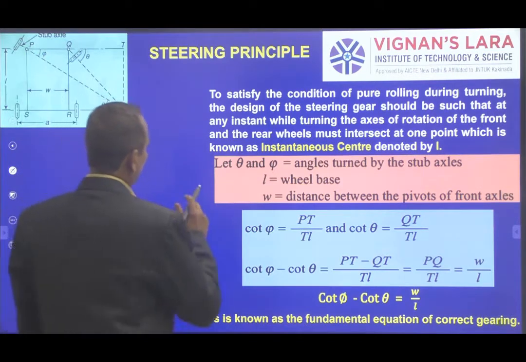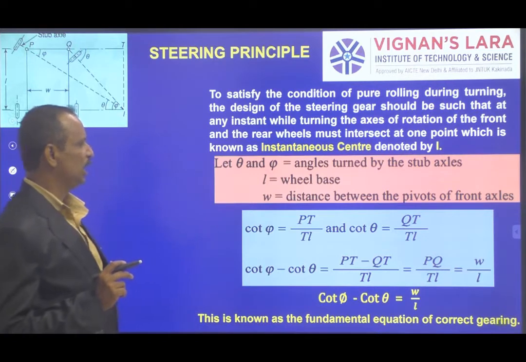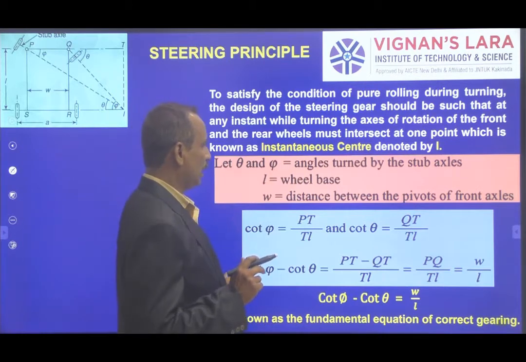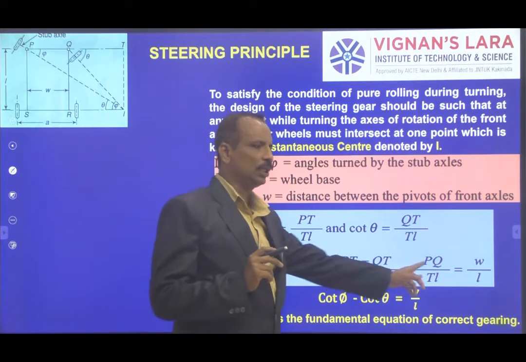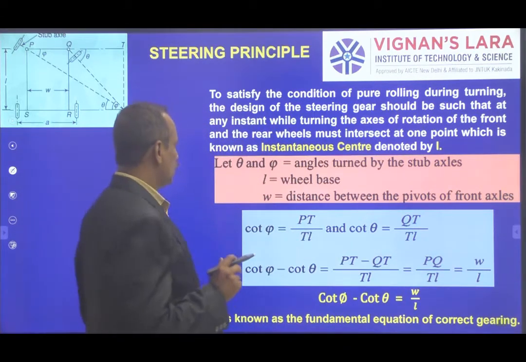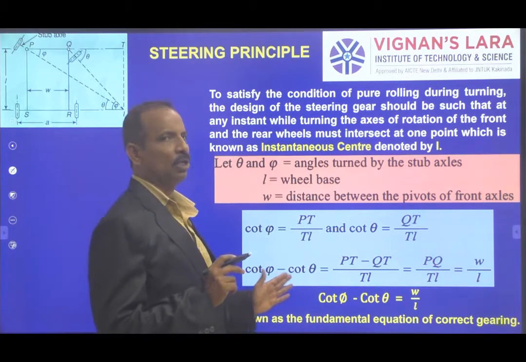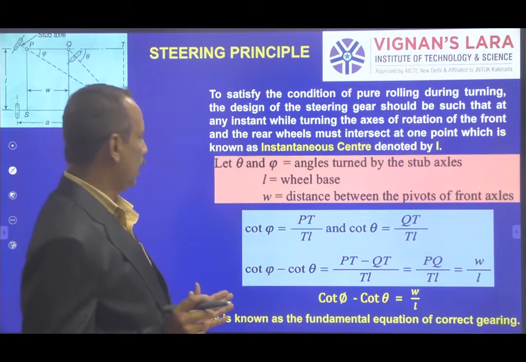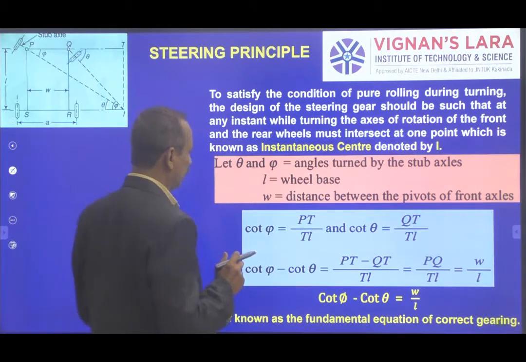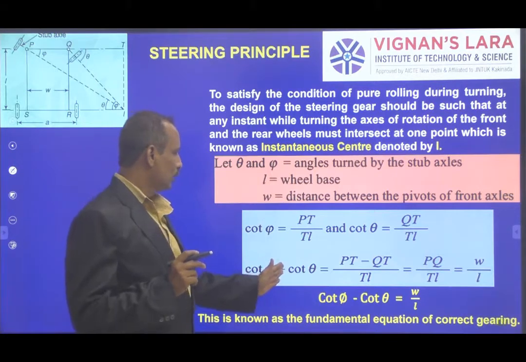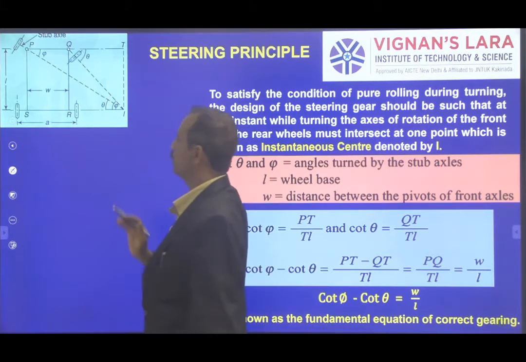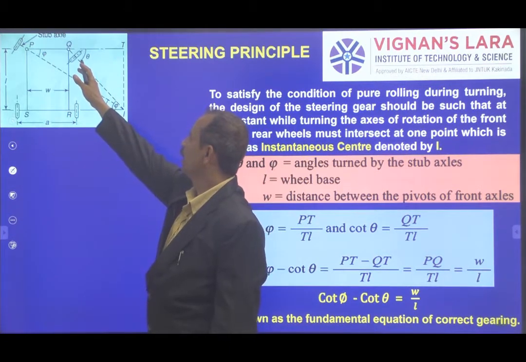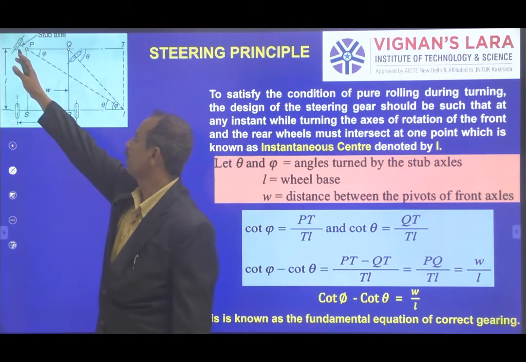Whether it is the Davis steering gear mechanism or the Ackerman steering gear mechanism, it has to fulfill the fundamental equation of correct steering, cot phi minus cot theta is equal to W by L. So what is phi and what is theta, what is W and what is L? The angles made by the inner wheel and outer wheel of the front wheels are theta and phi. You can see in this diagram, for a right turn, this is the inner front wheel and this is the outer front wheel.